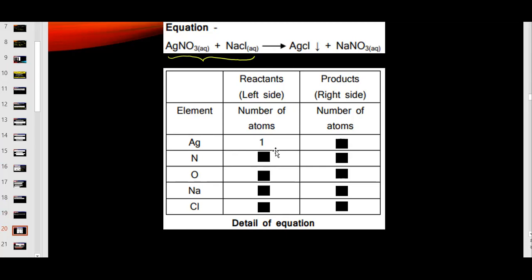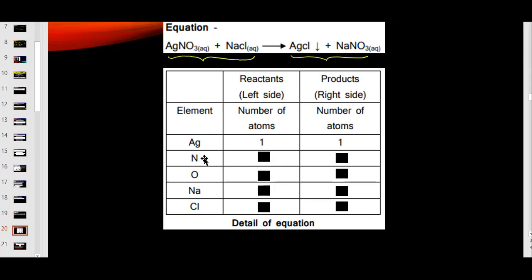So you will write number one. Products on the right side, how many Ag are there in the product side? Only one. Ag is silver. So here also Ag is only one atom.